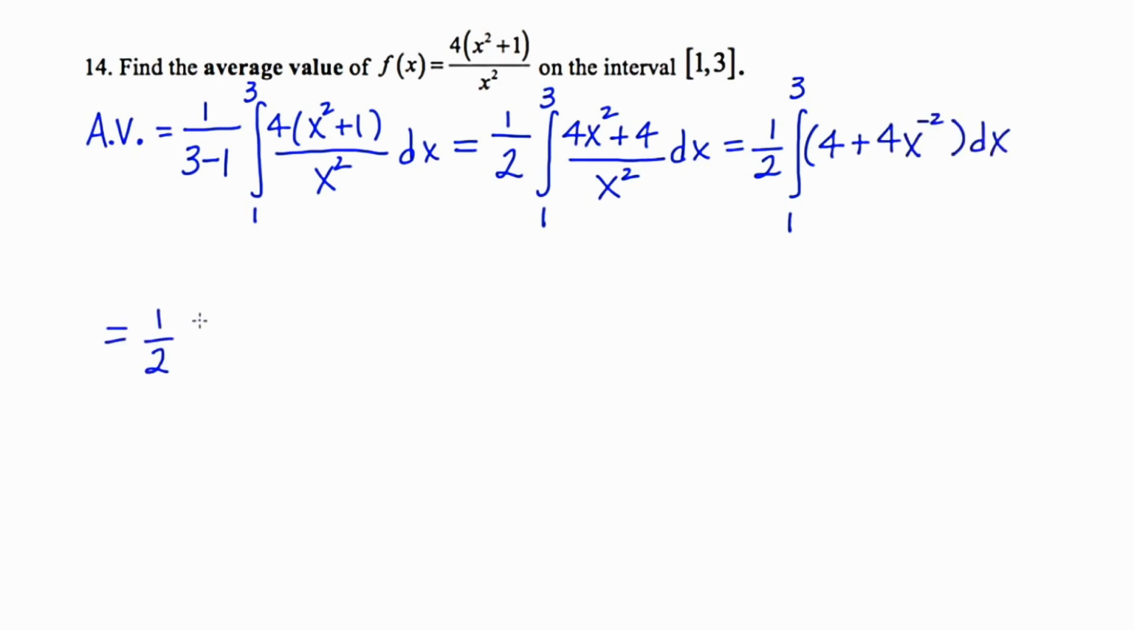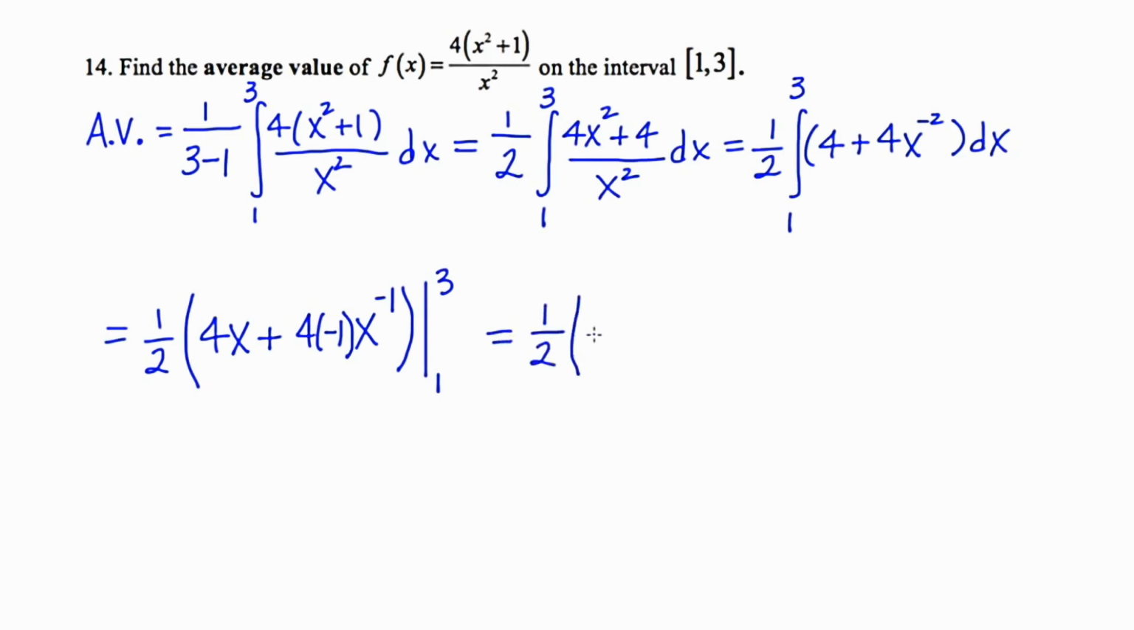And now I'm ready to find the antiderivative. If I'm integrating 4, I end up getting 4x. And now I'll write plus 4. I'll leave some space. I'll raise the power from negative 2 to negative 1 and multiply by the reciprocal, which would be negative 1. And my limits of integration are 1 to 3. But maybe I'll clean this up on the inside a little bit first. And I'll think of the inside as 4x minus 4 over x.